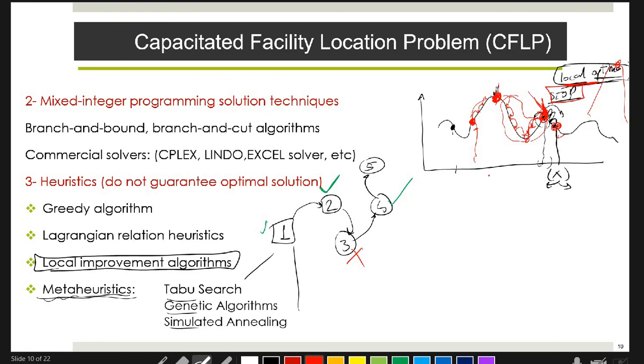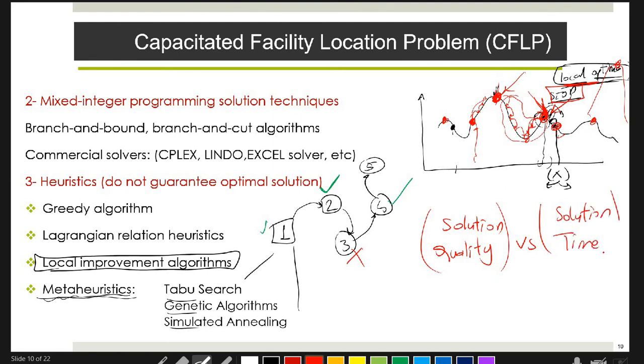You don't know. And usually there is a trade-off between solution quality, how good your solution is. If you find this hill with your heuristic, it is not good. If this is the solution that you find, it is not good. If you find this solution, it is better. If you find this one, it is the best. Solution quality versus solution time, how much time you spend on finding that solution. So there is such a trade-off. If you want to find high quality solutions, usually good quality means longer solution times. If you want to sacrifice solution quality a little bit, you can reduce your solution times. Usually this is the case.